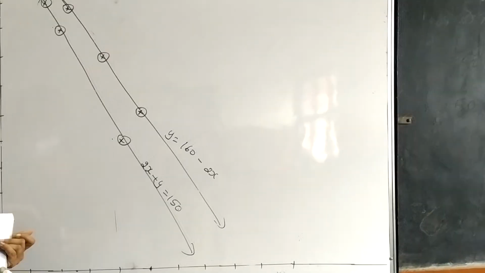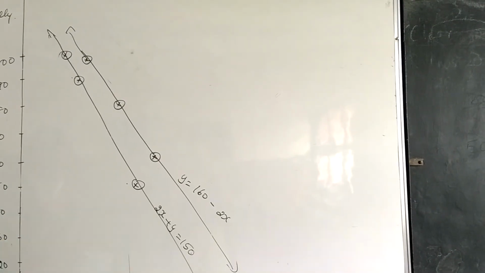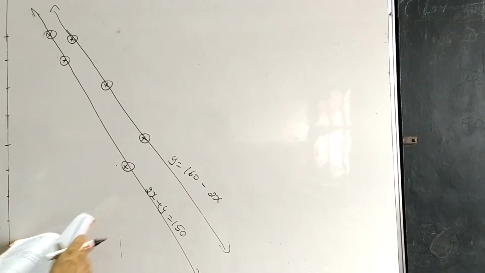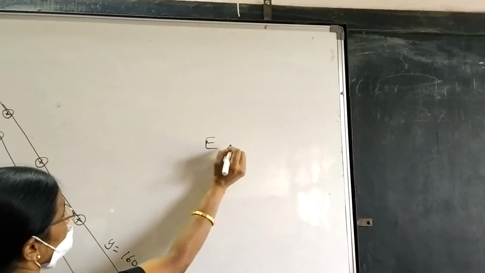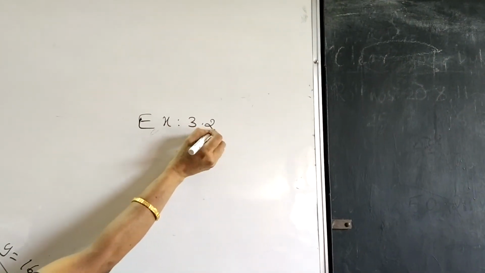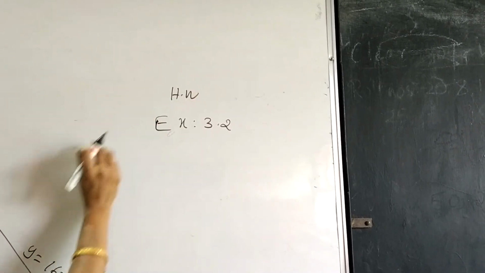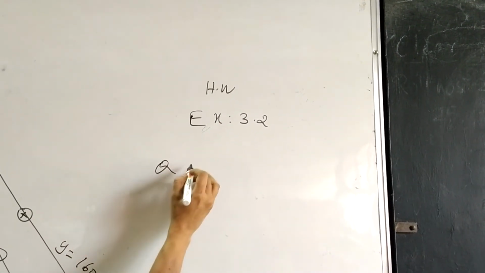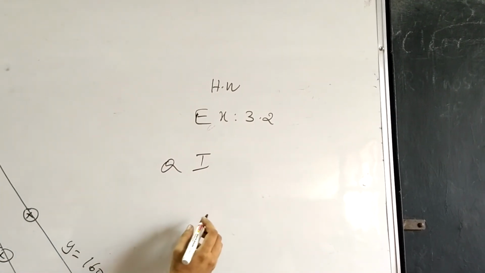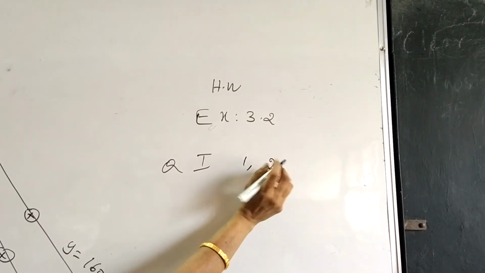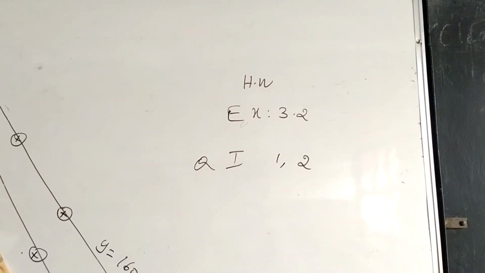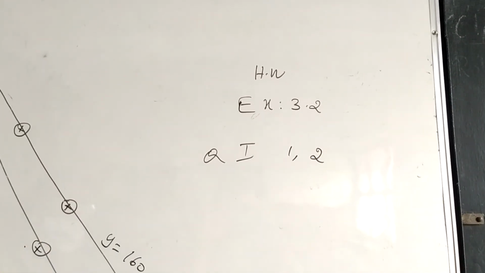Now a small homework you can complete. That is exercise 3.2, question number 1. There are two sums under this. You can do these two sums and find the solution also. I showed you how to find the solution in the previous sum. You can write the solution.